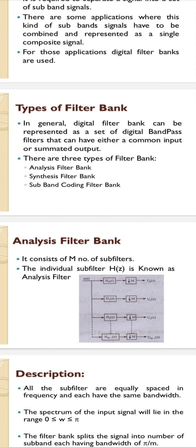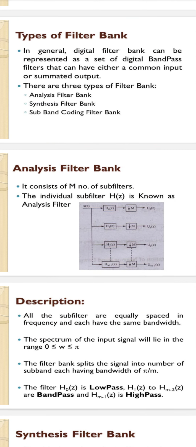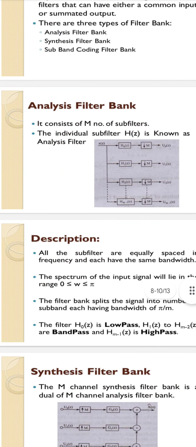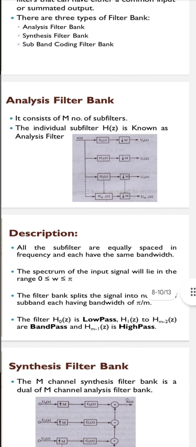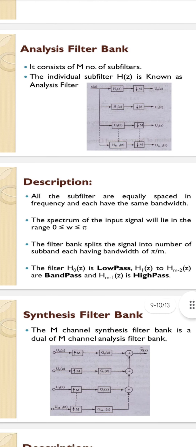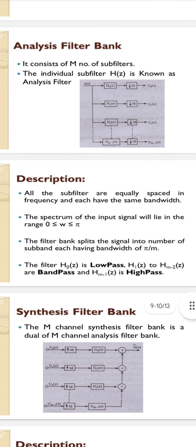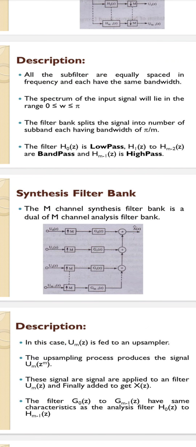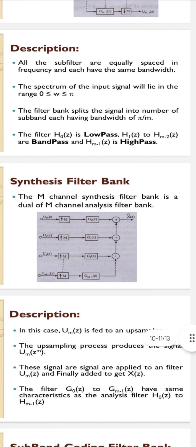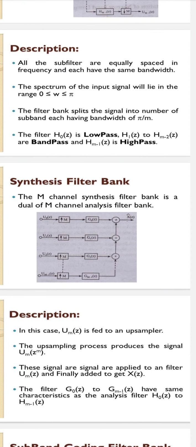There are three types of filter banks. The first one is the analysis filter bank, the next one is the synthesis filter bank, and the last one is the subband coding filter bank. The analysis filter bank consists of M number of subfilters. The individual subfilter H k of z is known as an analysis filter. Description: all the subfilters are equally spaced in frequency and each has the same bandwidth.